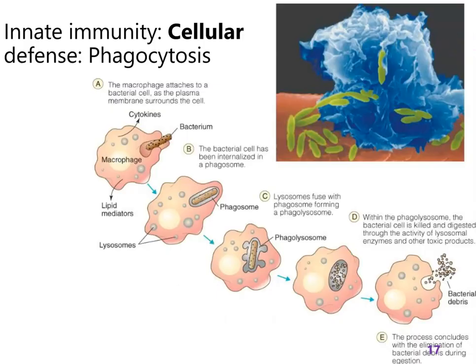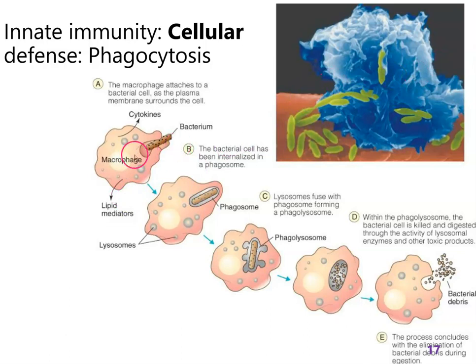So this is how we typically draw phagocytosis. Phagocytosis is a type of endocytosis. It's a vesicular transport. It's how cells bring large objects into themselves. It's something our own cells can do. Bacteria can never do it.